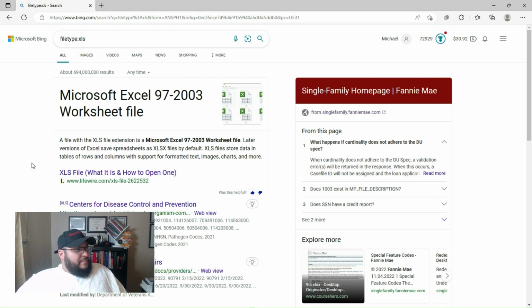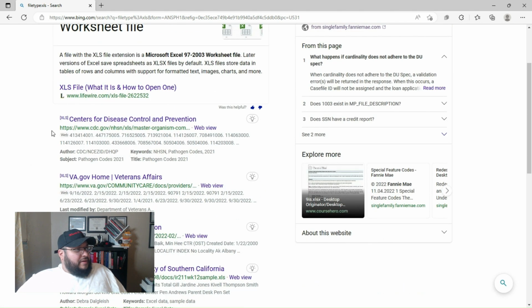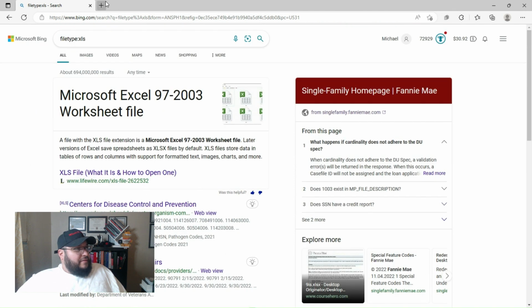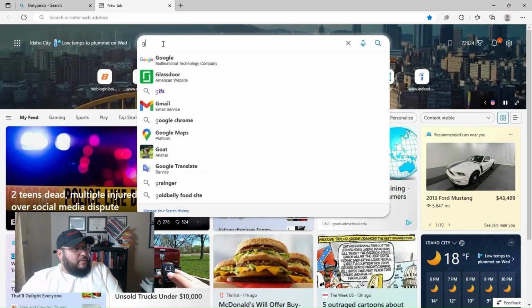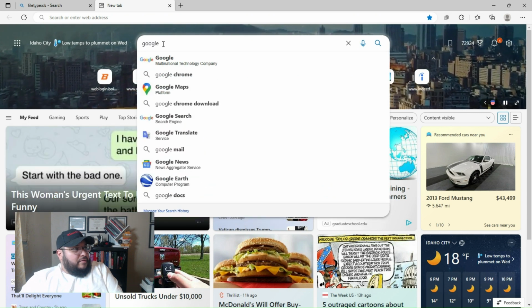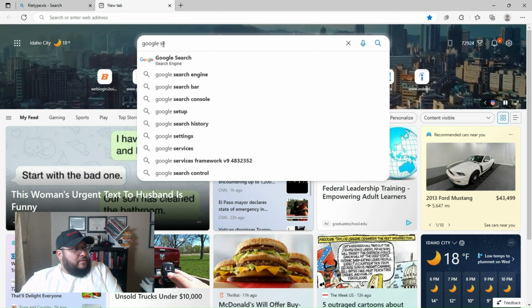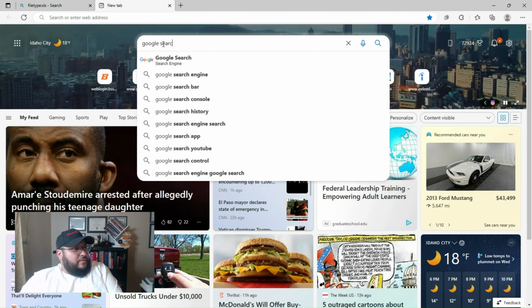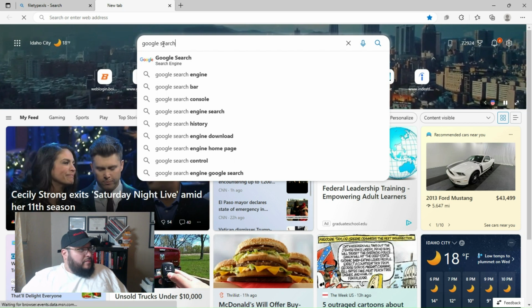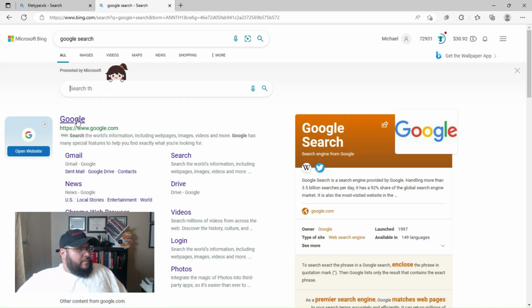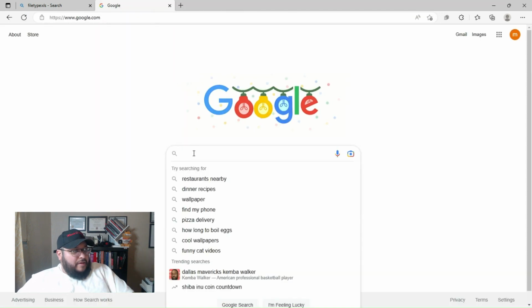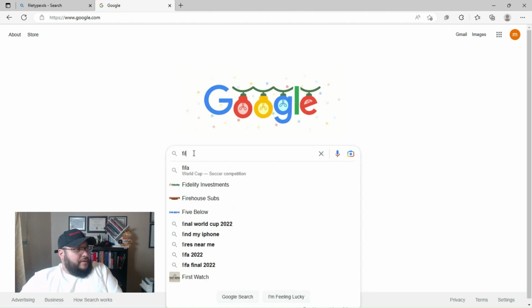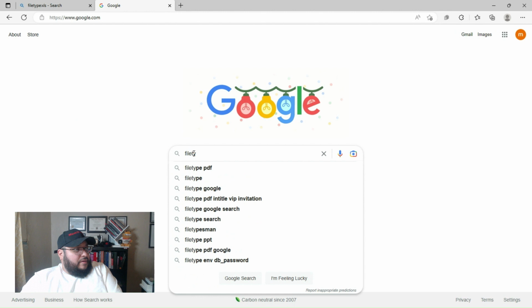So this isn't even Google, this is Bing, but it's still showing me stuff. So we're gonna compare those. Oh, I don't know. Let's go to Google search. Google.com. It should work, right? I don't know why this is not working.